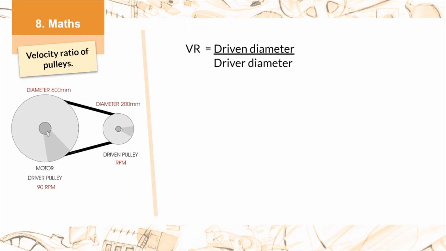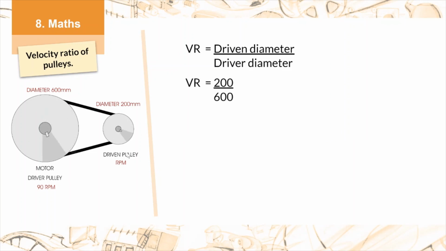So the formula: velocity ratio equals the diameter of the driven pulley, so the one that's being turned, divided by the diameter of the driver pulley. We could use the two circumferences, but it's easier to work out the diameter by just whacking a tape measure across it. So we use the diameter. It will be the same ratio. So let's just do the maths here.